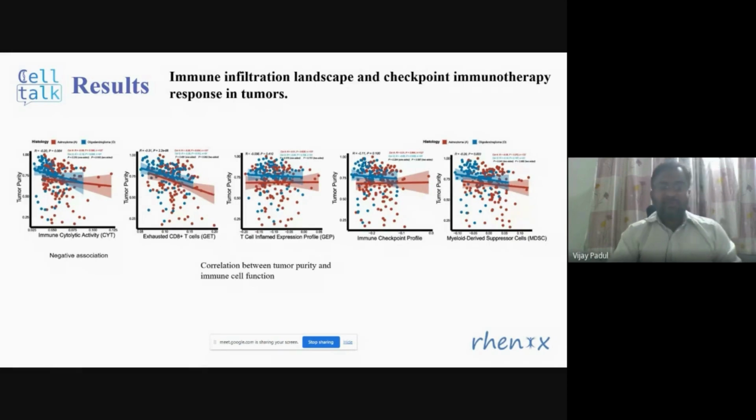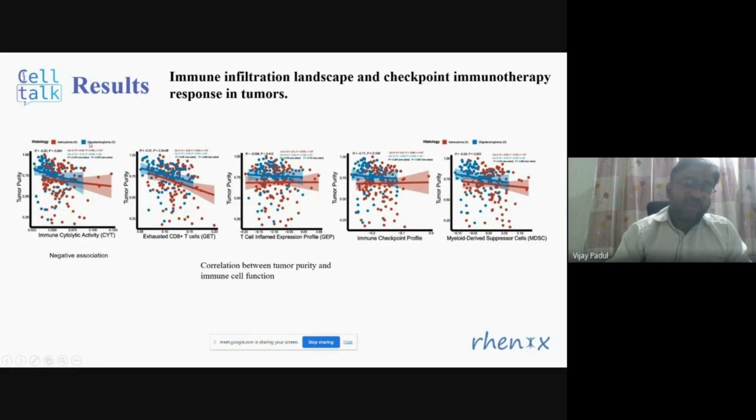Then next, they found the associations with tumor purity. In all these panels, tumor purity is on the y-axis, while immune cytolytic activity, exhausted CD8 plus T cells, T cell inflamed expression profile, immune checkpoint profile, and myeloid-derived suppressor cells, all related to immune infiltration, are shown. So what is the correlation with tumor purity? They have identified a negative correlation. That means if the tumor purity is higher, then a reduced or low level of immune infiltration signatures is identified in the tumors.